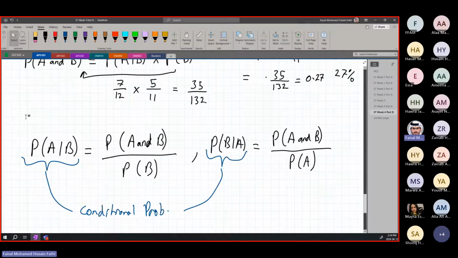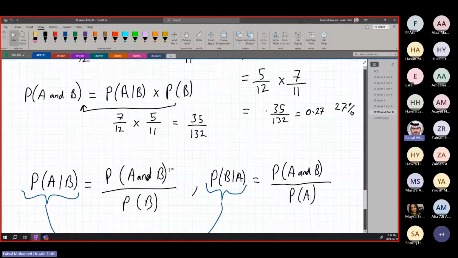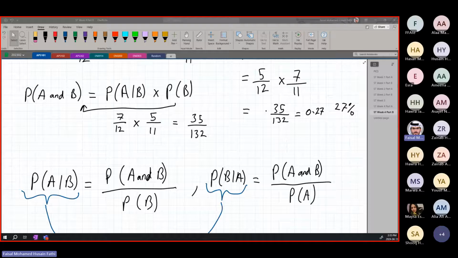Okay. The second point is conditional probability. Okay. Let me explain this one more time, the whole concept with another question so that you guys can get a better idea. Let me find a question that involves this. Let me see the worksheet.